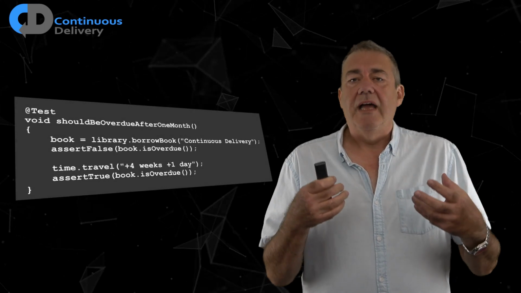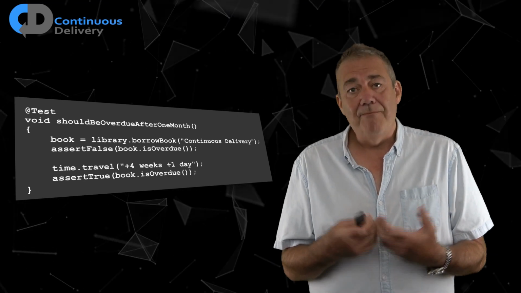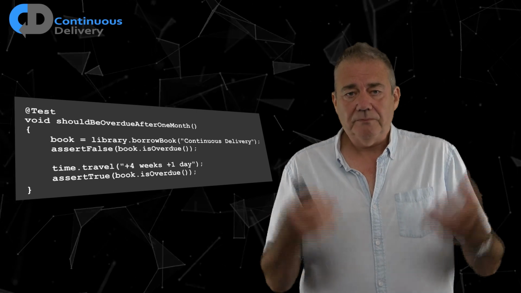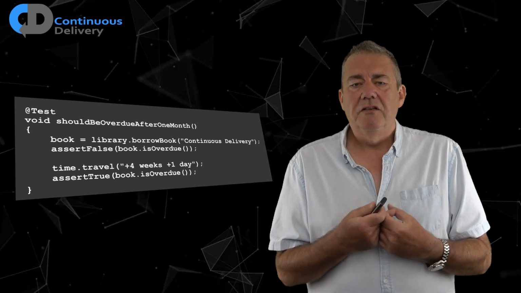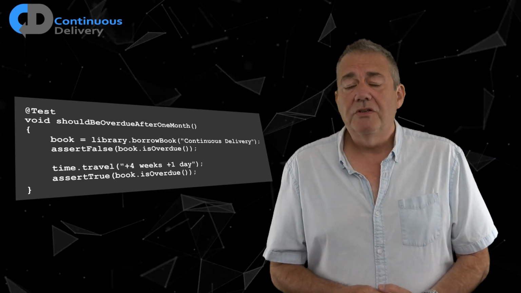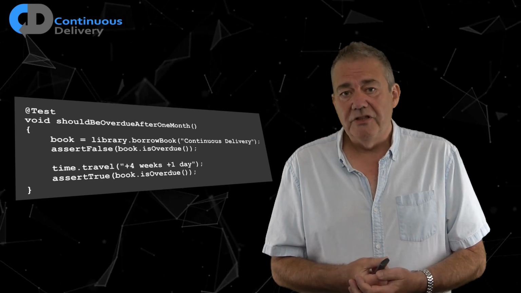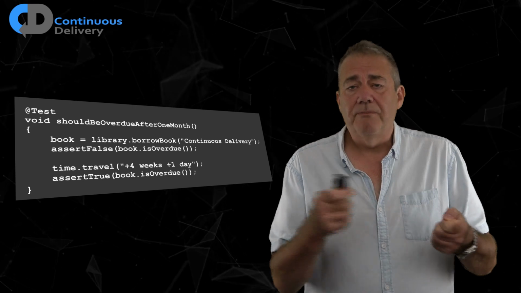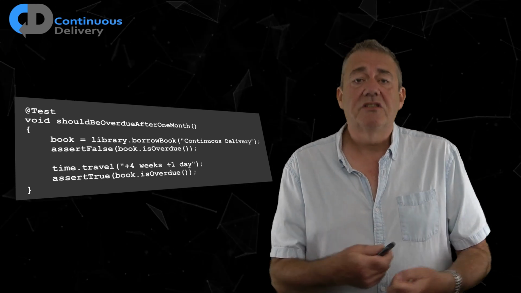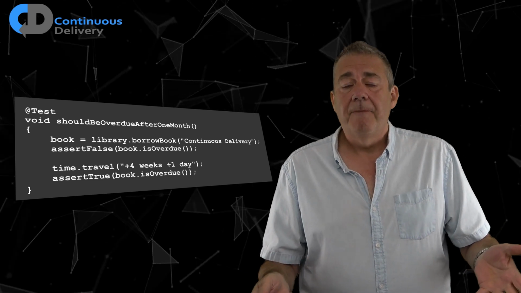Let's imagine this test case. We're testing some code that represents a library, and we're going to test that a book is overdue after a month. So our test should be overdue after 1 month. We're going to borrow a book called Continuous Delivery from the library. We're going to assert that the book is not yet overdue. Then we're going to time travel forwards 4 weeks plus 1 day. And then we're going to assert that the book is now overdue. And that's our test case.